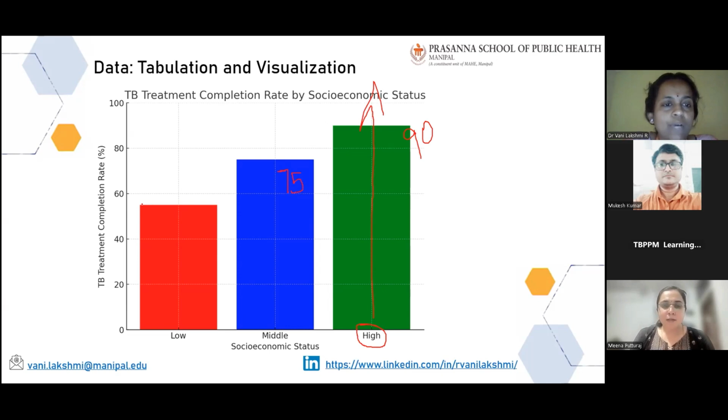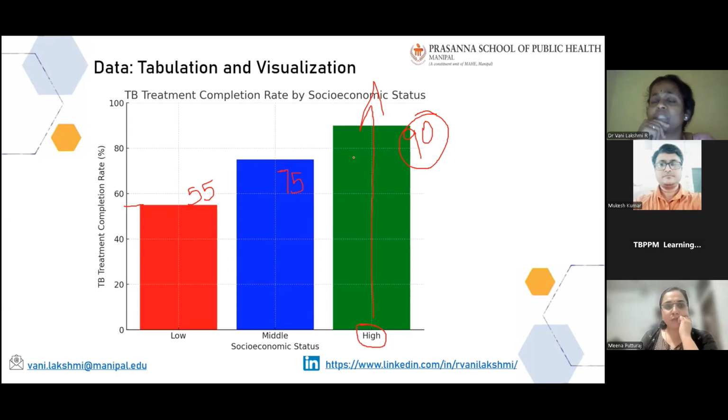How did I know? I just looked at this side. And this should be approximately 58%. 55%. Yes, perfect. Now, you should also look at the number of participants. Percentages are very good. But if among 100 high socioeconomic status people, 90 people completed the treatment, then adherence or treatment completion rate is high.